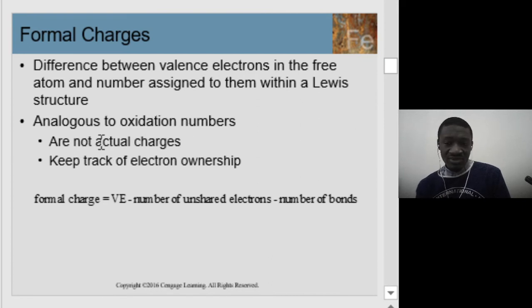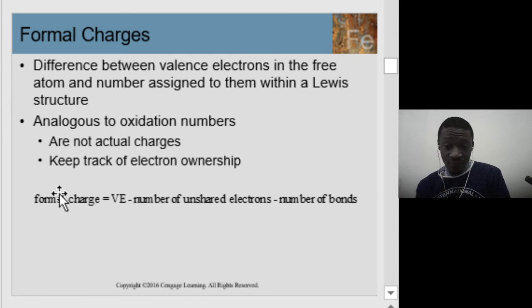So they are not actual charges. Again, establishing facts. They just keep track of electron ownership. Remember, we talked about electron ownership in part 1. This is just trying to help us know who has what.